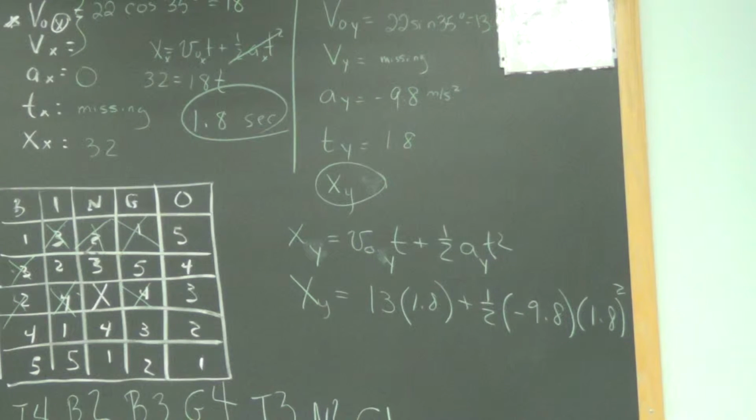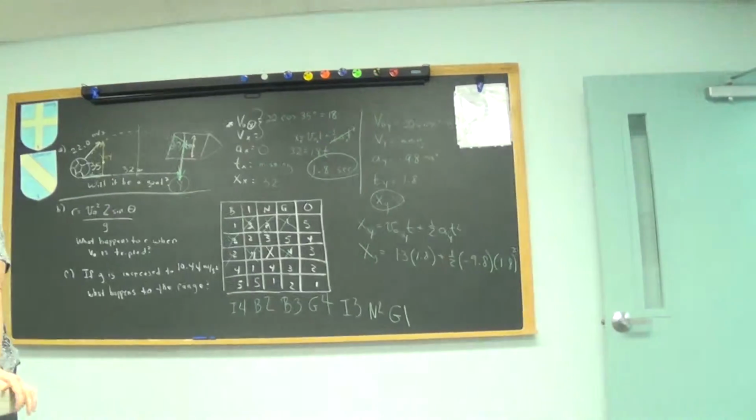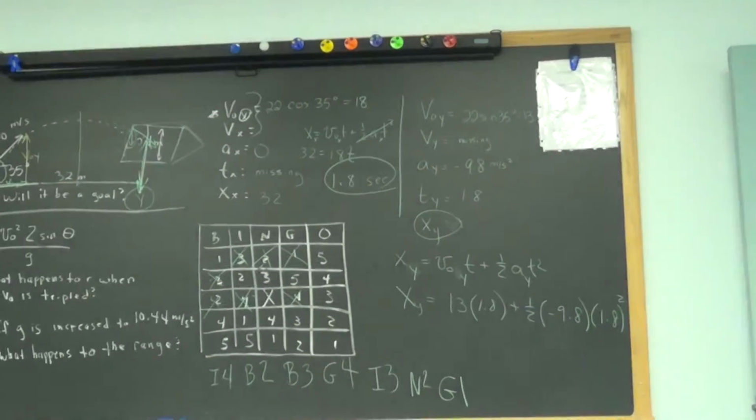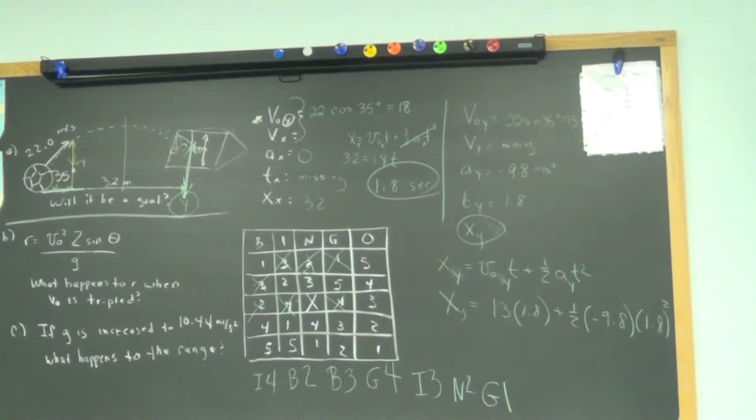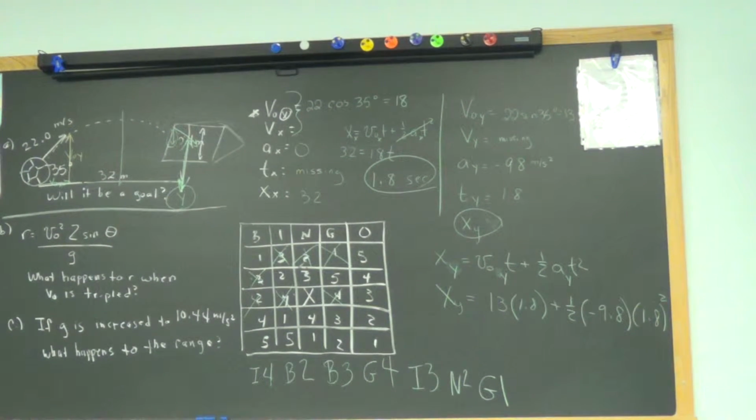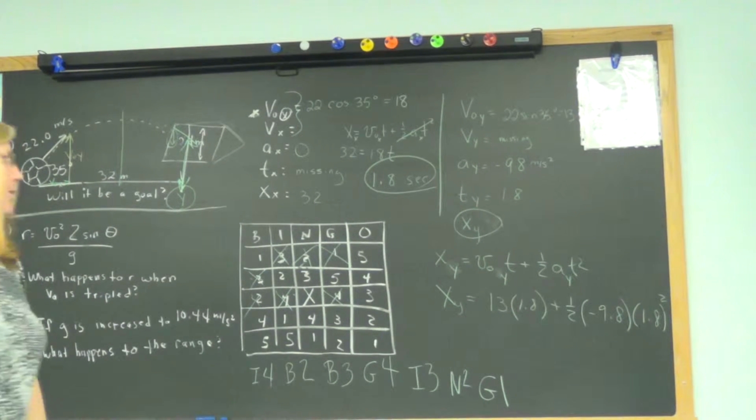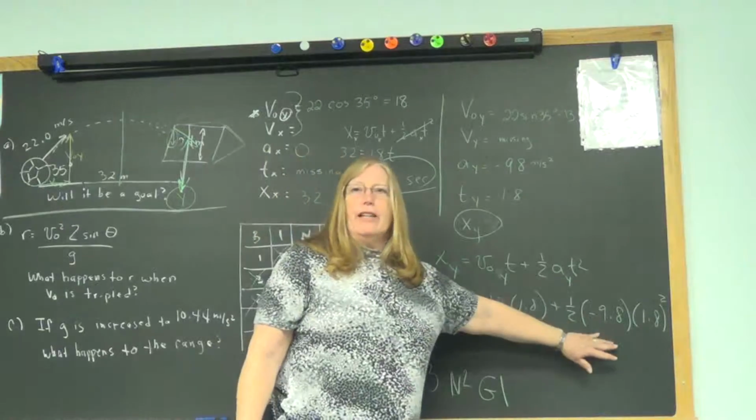What's that? You got 39.27 meters high? Really? I'm at 7.5. Never mind. What did you do? 13 times 1.8. I got 7.5 too. Plus 1/2. Did you square the last one? Did you do negative 9.8?